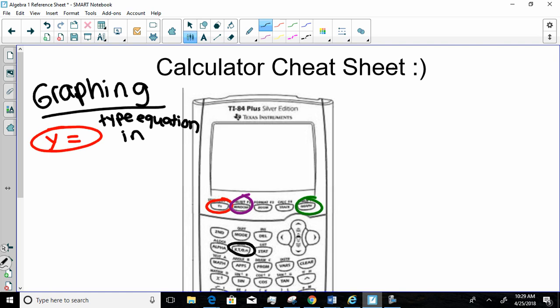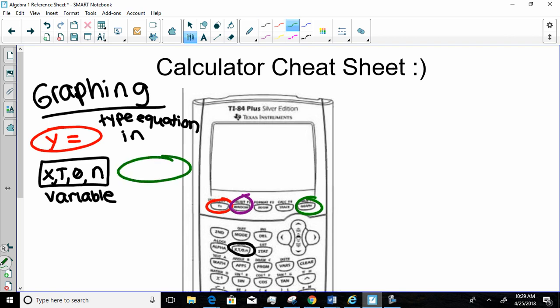And no matter what the variable is, what do we use for the variable? We use this button right here, x comma t comma this button right here. So for the variable. And then once you're done that, you press graph.